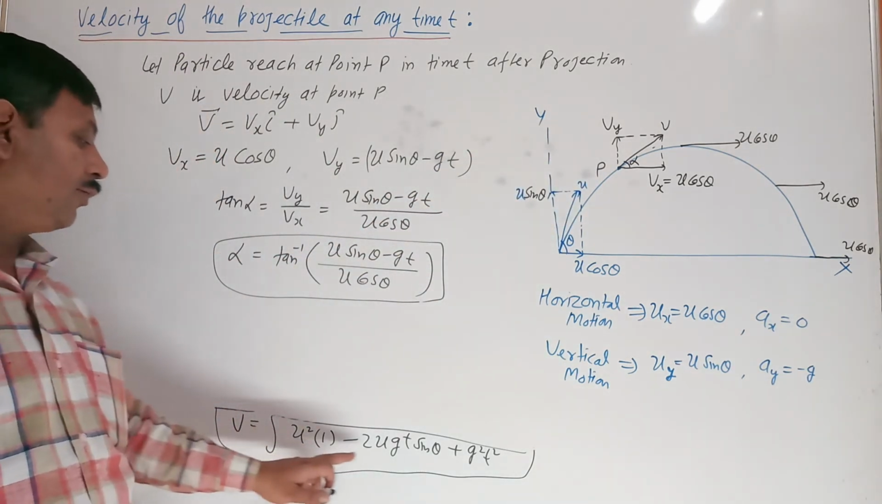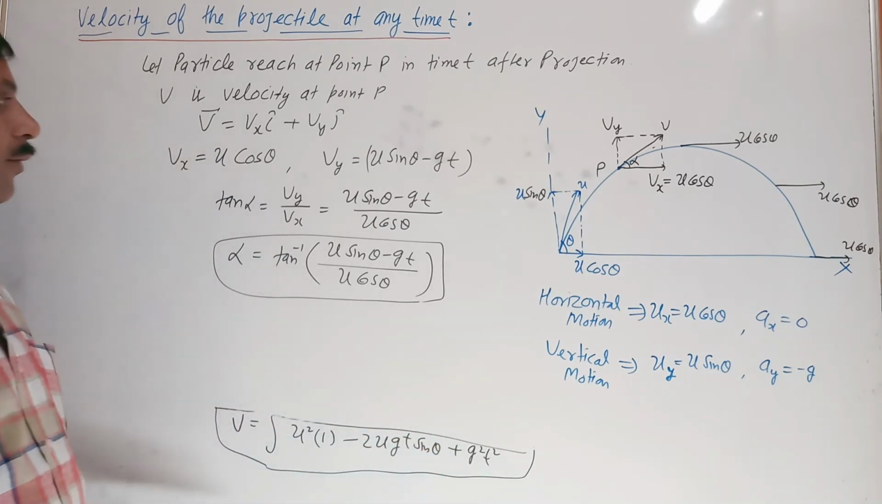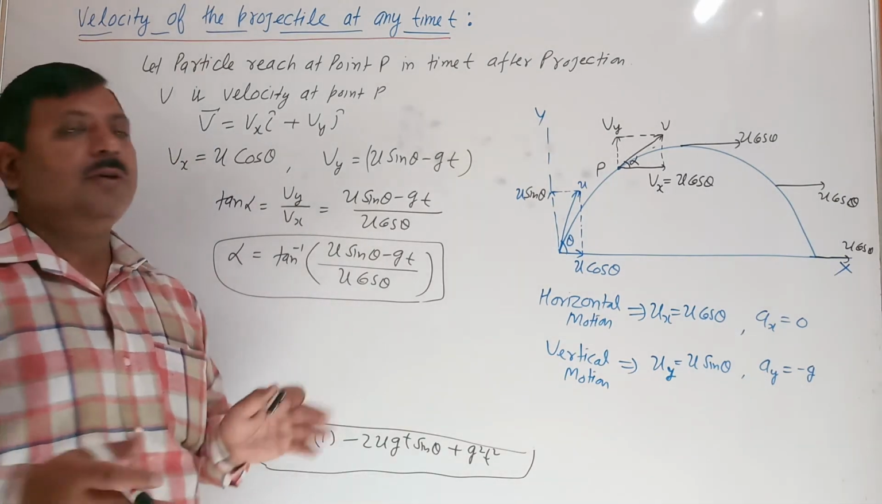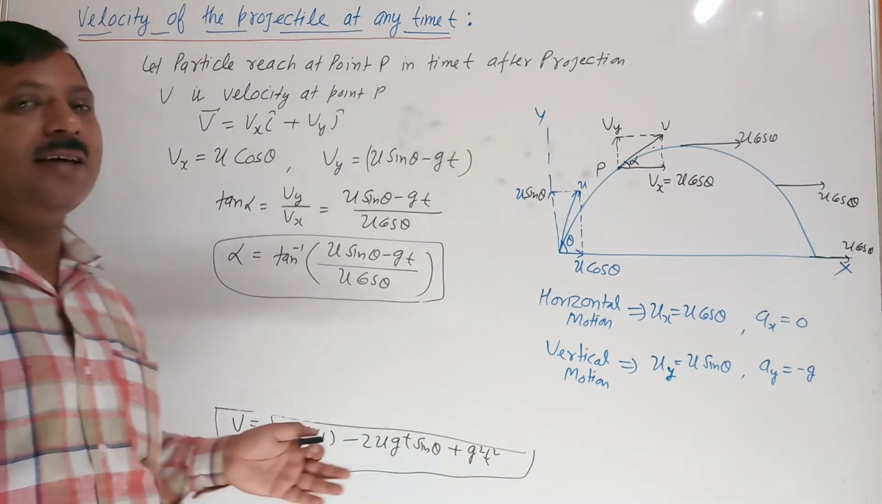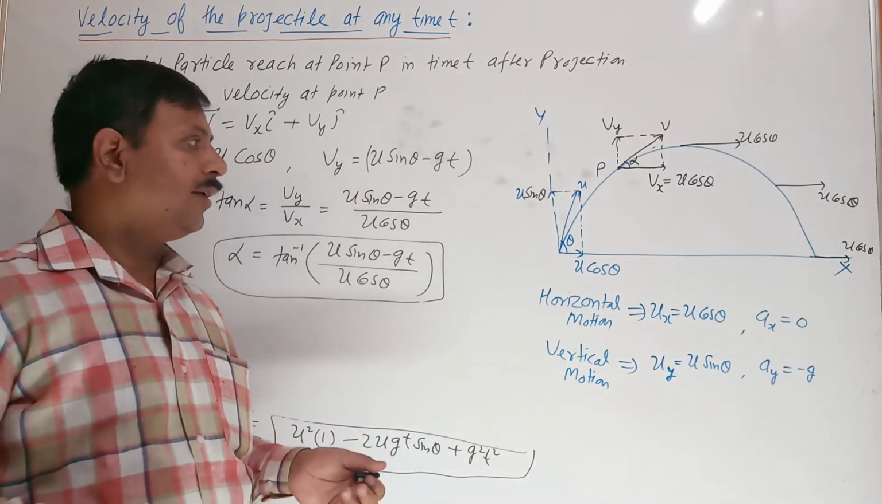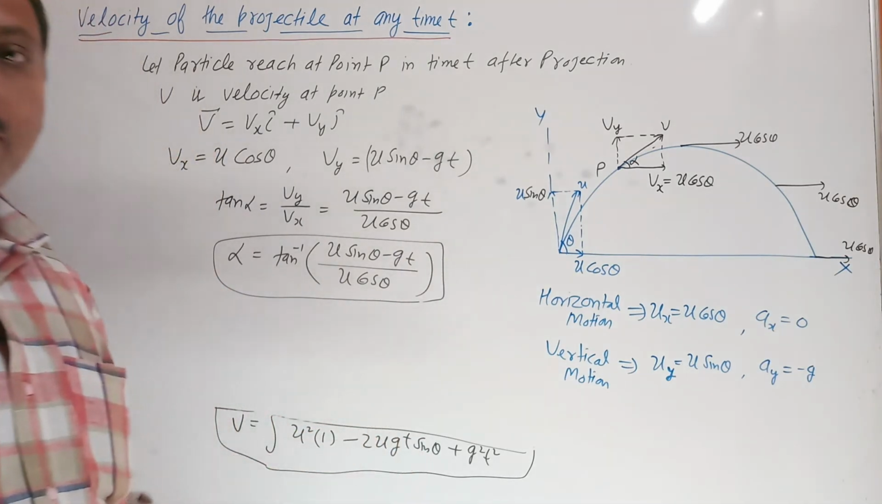And this is the magnitude: V is equal to under root u square minus 2u gt sin theta plus g square t square. Next I want to discuss the energy. What will be the energy? Kinetic energy, potential energy, at each and every point of the projectile. See here.